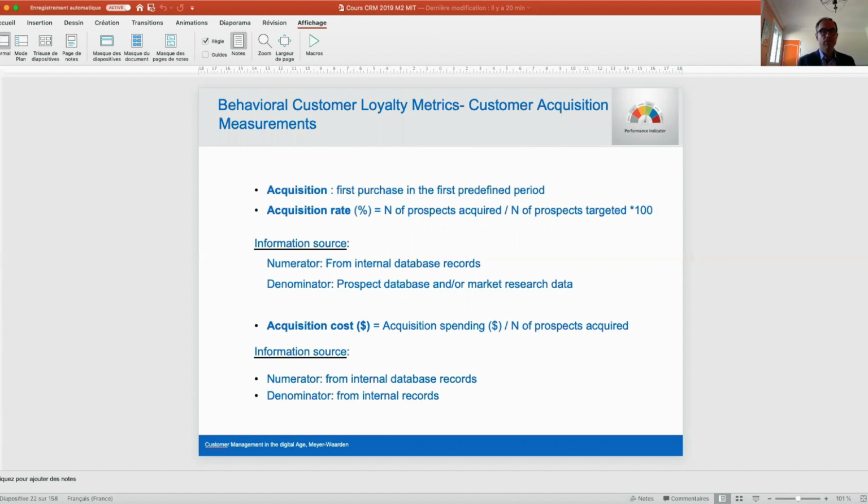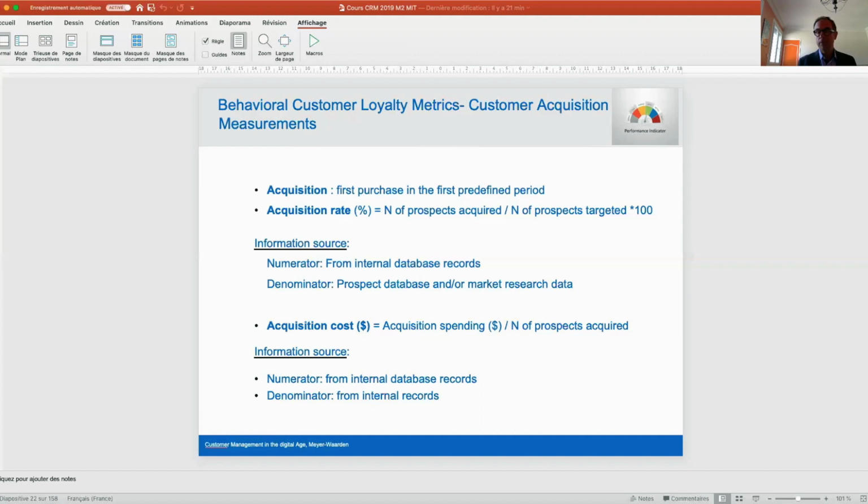Next to acquisition, we have to know what the acquisition rate is. This is the ratio between the number of prospects acquired divided by the number of prospects targeted, multiplied by 100. For example, if I rent a database with 100,000 addresses and I acquire 50,000 addresses via an email campaign, then my acquisition rate would be 50,000 divided by 100,000, so 50%. I would have an acquisition rate of 50%. 50% of the targeted prospects become my customers. So this is the acquisition rate.